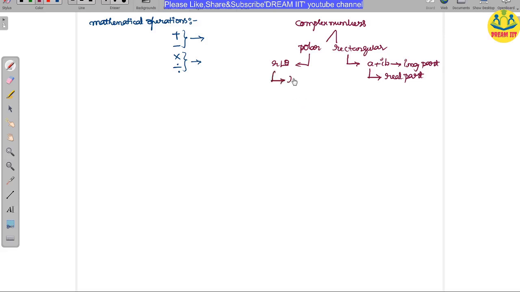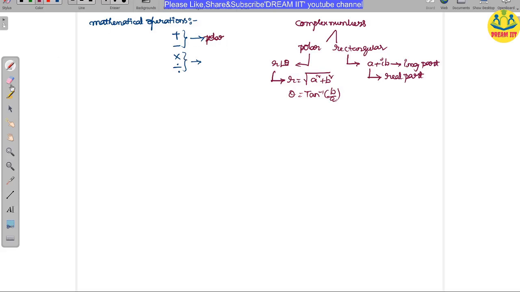R at an angle theta. What is r? R is the magnitude of that rectangular number, that is r equals square root of a square plus b square, and theta equals tan inverse of b by a. I have taken all these formulas from mathematics. Now you come to the mathematical operations here. Whenever you want to do addition and subtraction of these complex numbers, it is better to go to rectangular form.